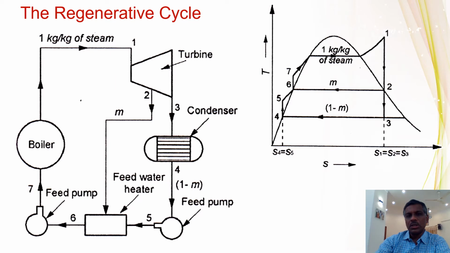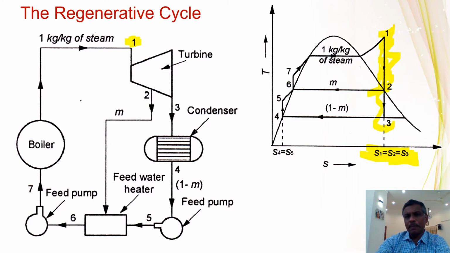Okay. So how to represent it here in a TS diagram? The TS diagram is always very easy to remember, and it gives a lot of information. You can see that point 1 is steam coming out from the boiler at a high pressure and high temperature. It is expanded, and you know that it is a reversible adiabatic expansion. Entropy is constant, that is S1 is equal to S2 is equal to S3. You see here, because it is a reversible adiabatic process or isentropic process where the entropy is constant.